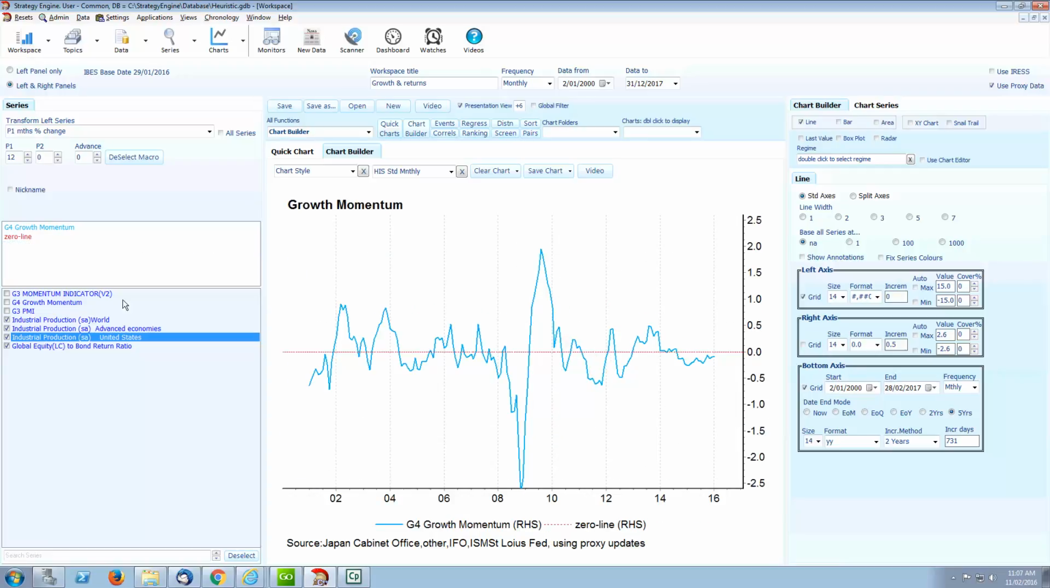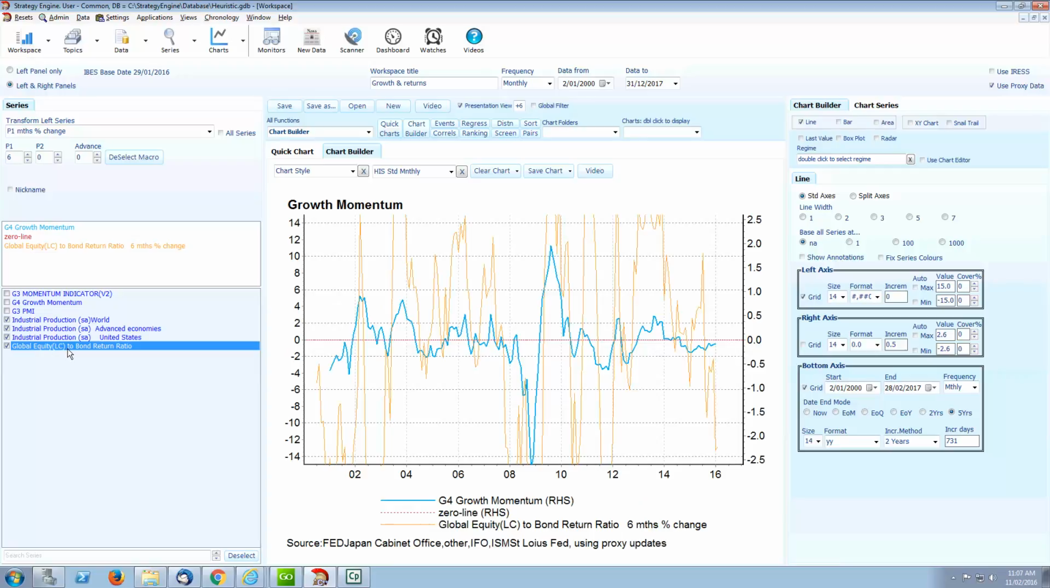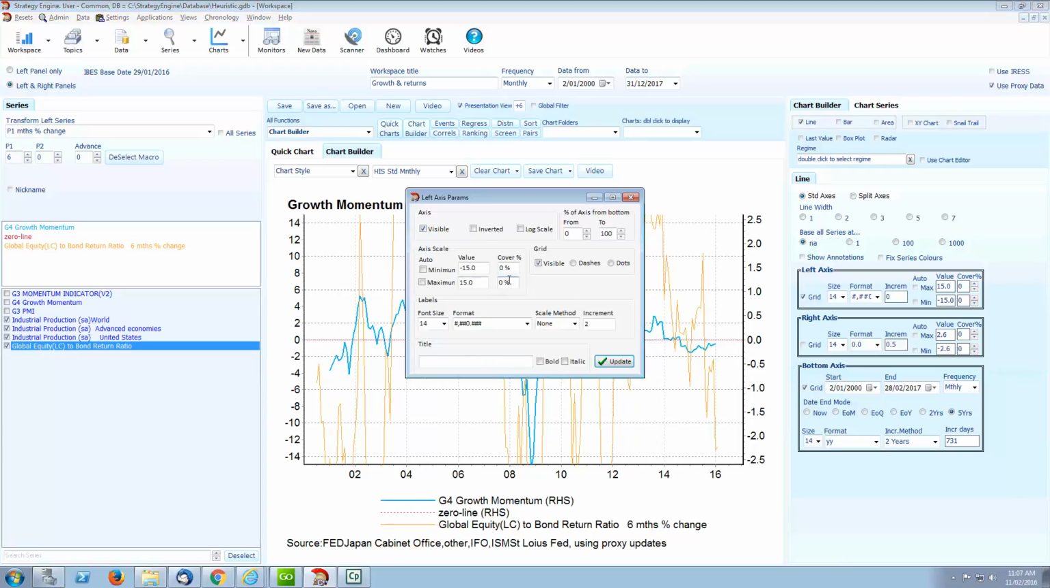So that's fine, but what does it mean for equity markets? And obviously equity markets are already pricing in a fair amount of this slowdown. So let's just have a look at the global equity to bond market return ratio. We'll just adjust the scale here.